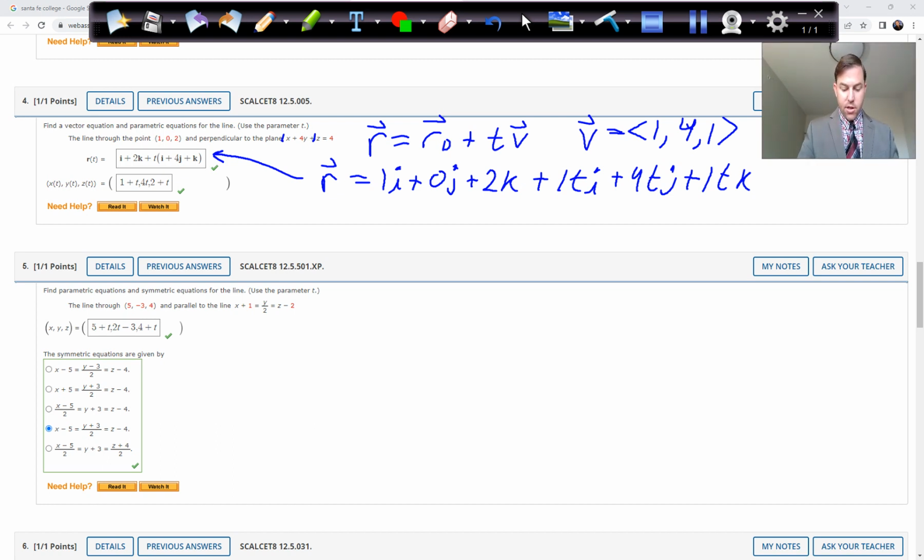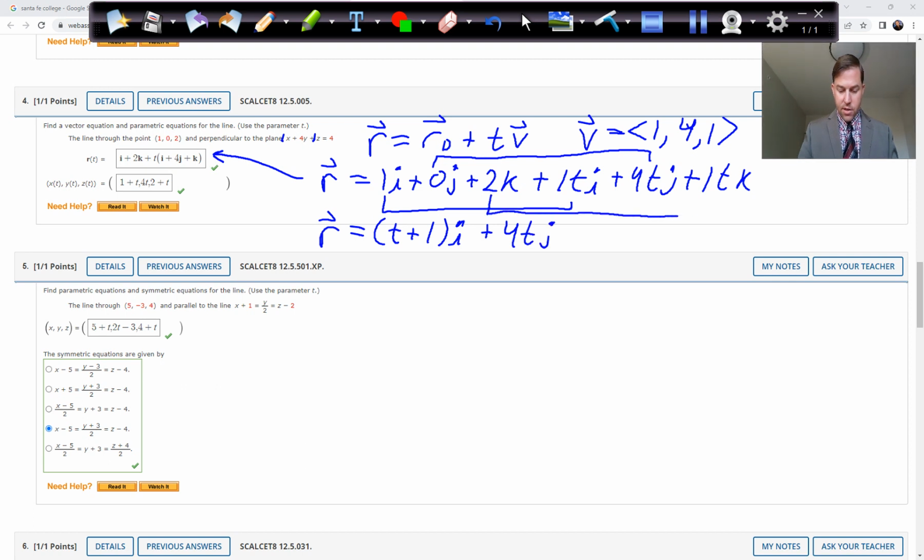And then they're going to combine like terms and call this 1 plus 1t, or t plus 1 really, in the i. And then 0j is going to match up with 4tj, so it's just plus 4tj. And then 2k is going to match up with 1t, so it's going to be t plus 2 on the k.